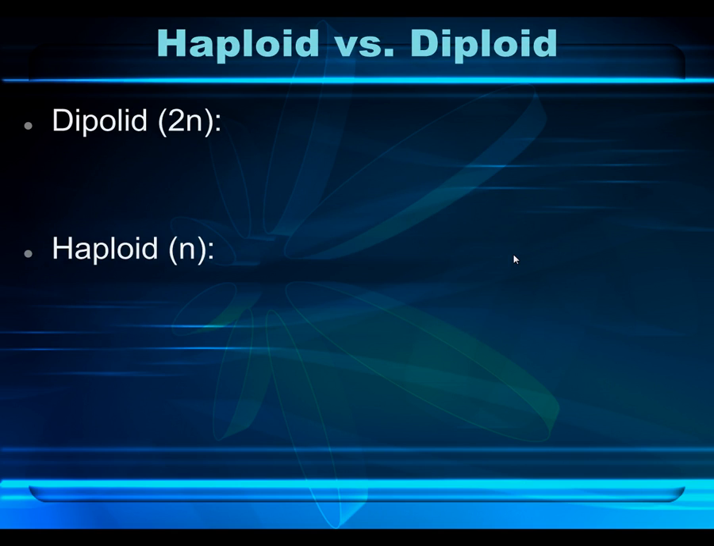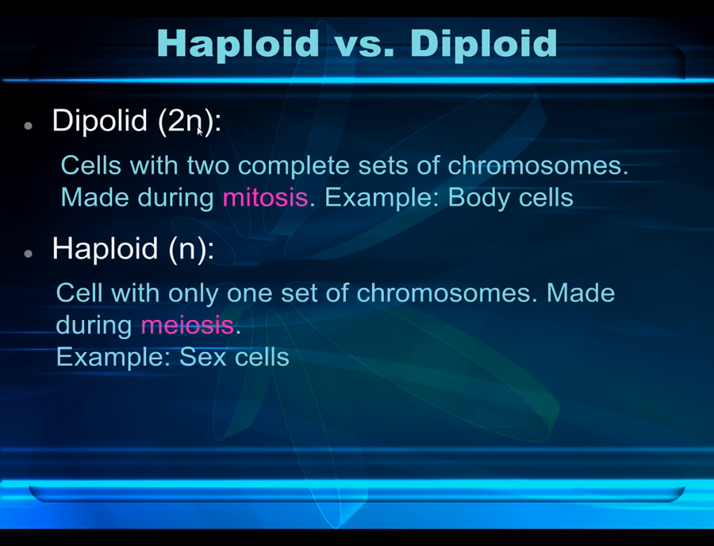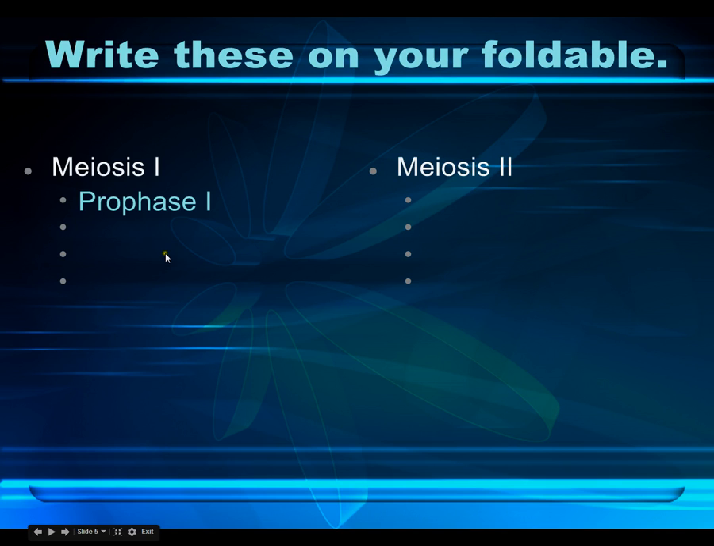So let's revisit haploid versus diploid. We talked about these in our mitosis notes. Diploid, one of the things you need to be aware of is that you will see this designation of 2N for two sets of chromosomes. Diploid cells are made during mitosis. Haploid, or cells with only one set of chromosomes, are made during meiosis. And these are the sex cells, so sperm or eggs.